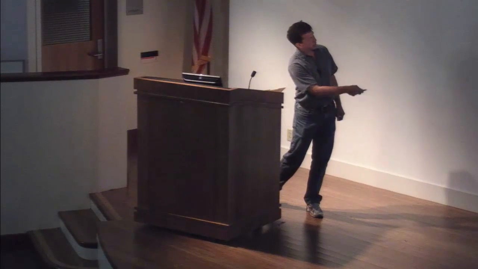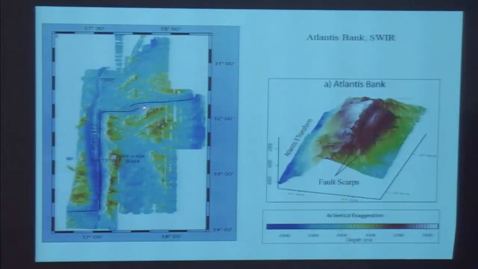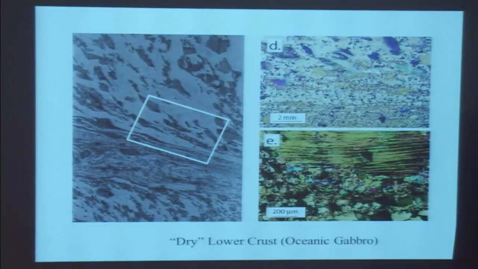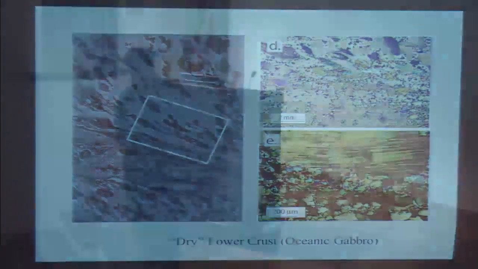So here's a transform fault on the Indian Ocean, and here's the ridge axis. There's this giant mountain belt over here. You can see how giant it is. It goes from about 6,000 meters below sea level to about 500, so it's a 5,000 meter mountain, and the whole thing is made out of gabbro. And drill holes into there from ODP bring up these rocks that are really cool.